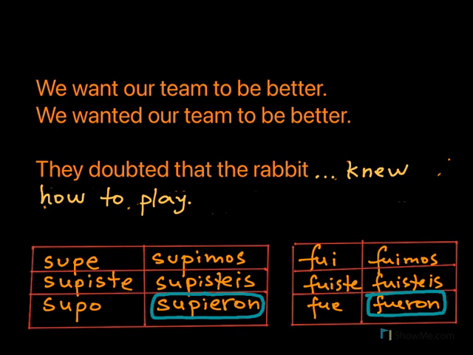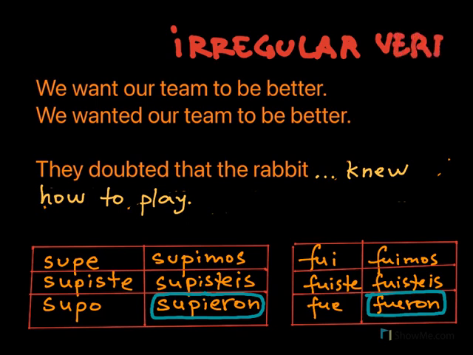You saw already how it works for the regular verbs. Now let's take a look at the irregular verbs. So you have here sentences. We want our team to be better. To be is a highly irregular verb. So you know that you create your past subjunctive from the third person in the preterite. In the preterite, you will see that to be is fui, fuiste, fue, fuimos, fuisteis, and fueron, right? So you will need this form, the third person.